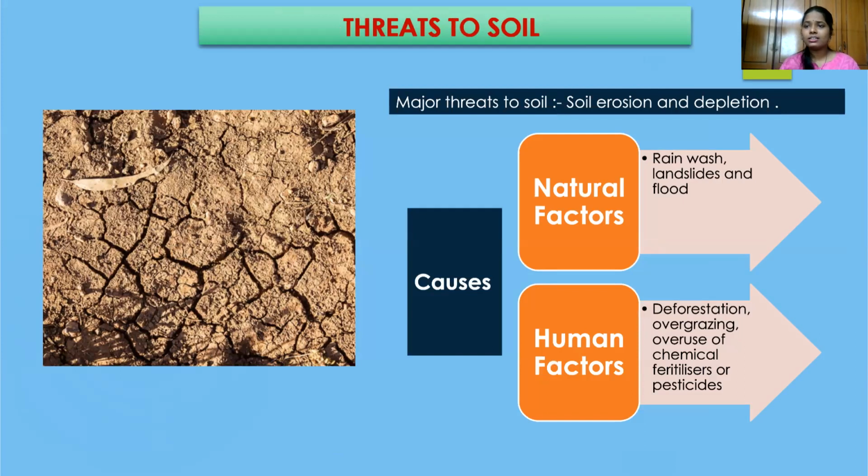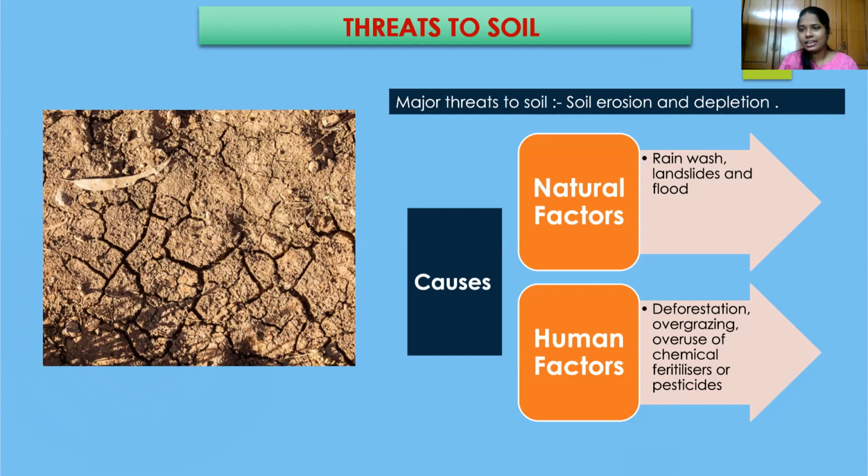Even when we take basic agriculture, when we do agriculture for a longer period of time, the quality of the soil will decrease, right? All the nutrients are lost. And soil erosion is also there. These two things happen because of two factors, natural and human. The natural ones are rainwash, landslides, sliding of the land, and floods. The human factors are deforestation, overgrazing, and overuse of chemical fertilizers and pesticides.